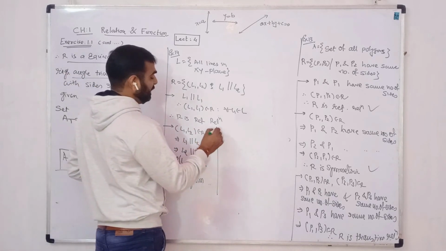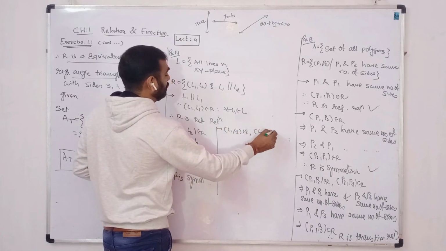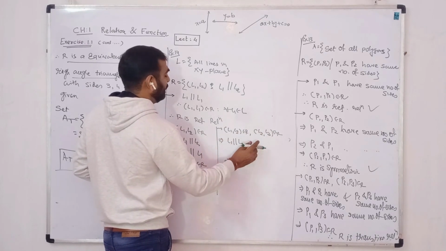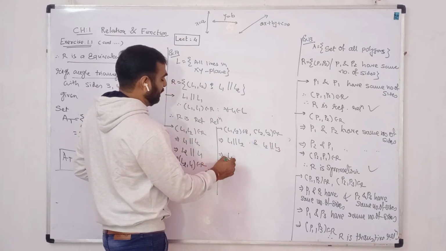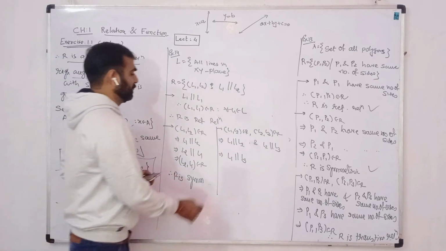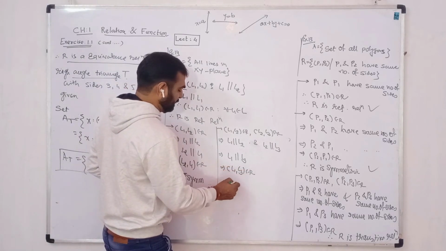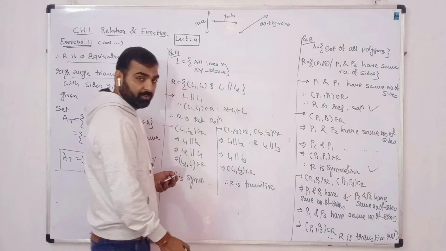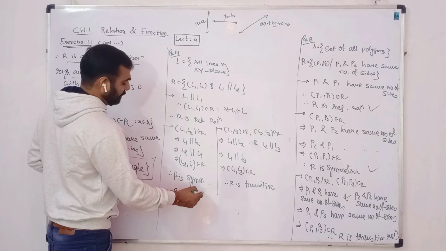Now for transitive, we will take two conditions: (L1, L2) belongs to R and (L2, L3) belongs to R. That means L1 is parallel to L2 and L2 is parallel to L3, so we can say that L1 is parallel to L3. So that implies (L1, L3) belongs to R, so R is transitive, so therefore R is an equivalence relation.